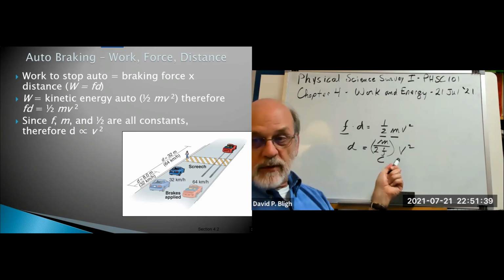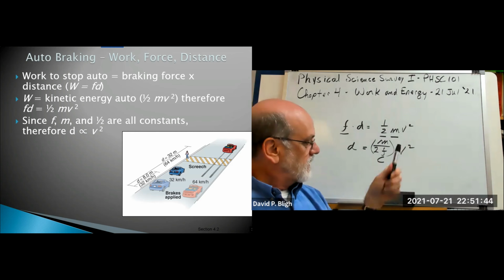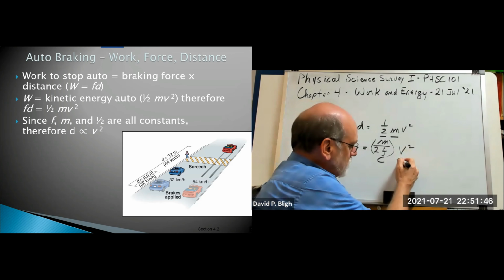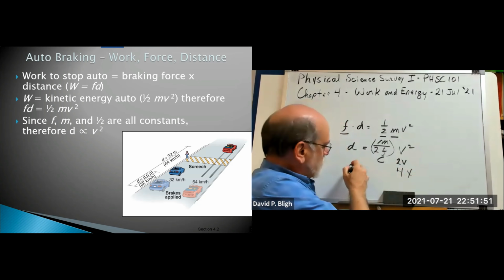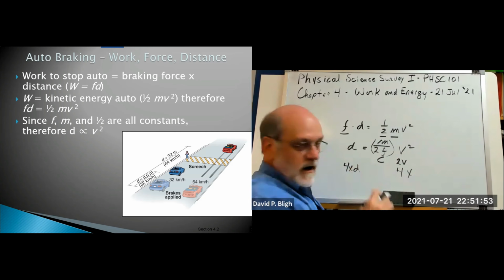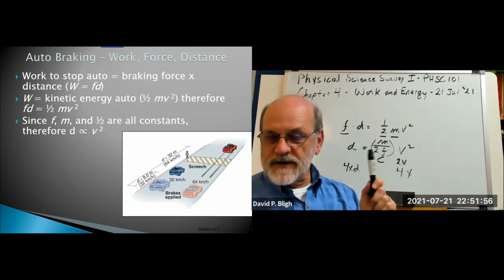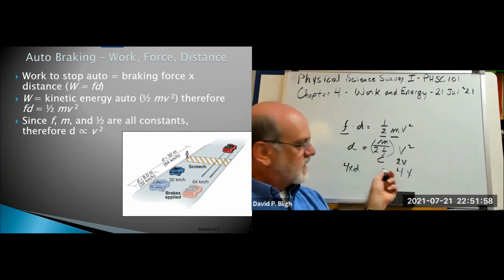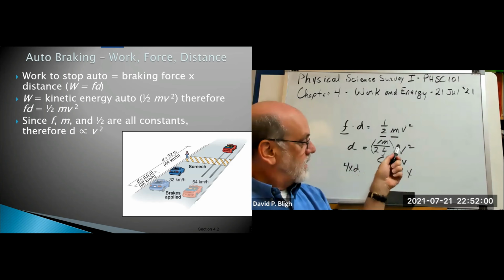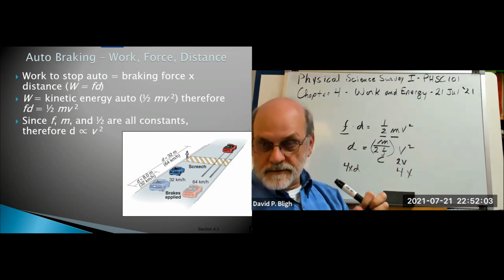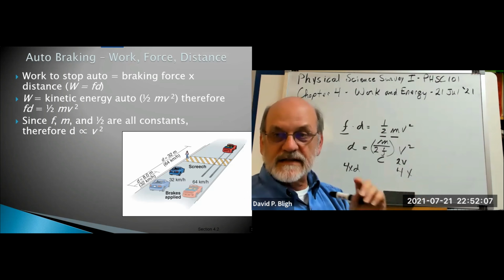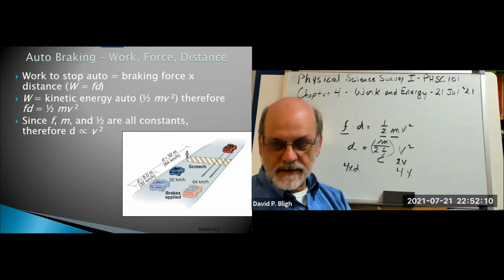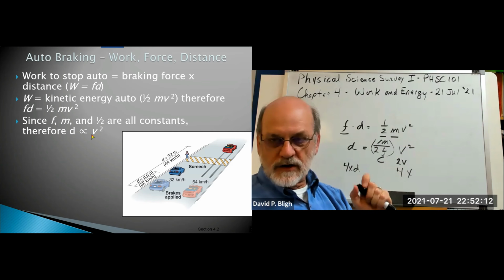So if we double the velocity, what will that do to the distance? If we increase this by double, then that means 2 squared is 4. So the distance required to stop the vehicle will be 4 times as far as the previous example. At one velocity, it takes a certain distance. If we double the velocity, it takes 4 times the distance.